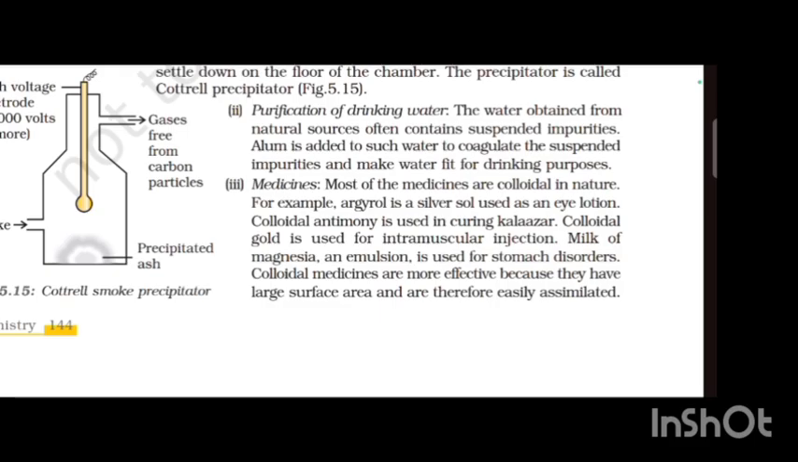Third, medicines. Most of the medicines are colloidal in nature. For example, Argyrol is a silver salt used as an eye lotion. Colloidal antimony is used in curing Kala-azar. Colloidal gold is used for intramuscular injection. Milk of magnesia, an emulsion, is used for stomach disorders. Colloidal medicines are more effective because they have a large surface area and are therefore easily assimilated.